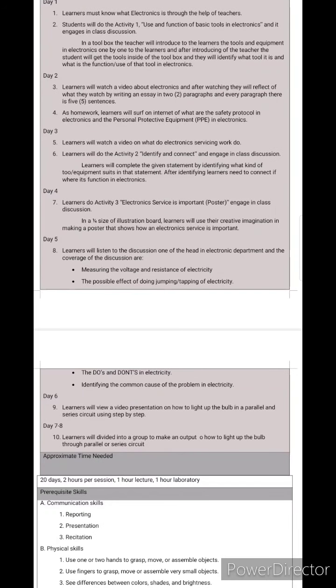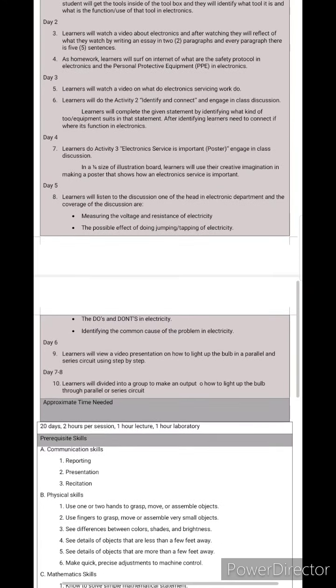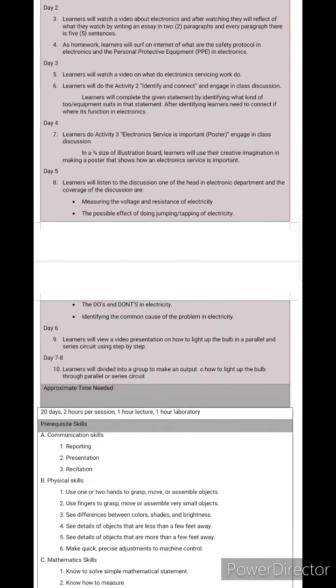For the fifth day, learners will listen to the discussion of the head of the electronics department, and the coverage of the discussion is: first, measuring the voltage and resistance of electricity. Second, the possible effect of doing jumping or tapping of electricity. Third, the do's and don'ts in electricity. Fourth, identifying the common causes of problems in electricity.